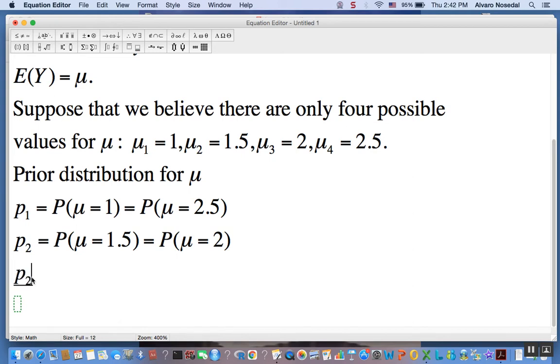So P2 is twice as likely as P1. Okay, make sense? Okay, so now what we have to do is use that to come up with the values of P1 and P2, and then we will have our probability distribution, our prior distribution for mu.